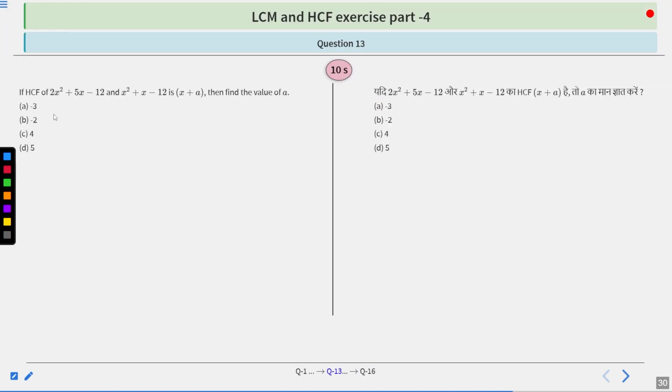If the HCF of 2x² + 5x − 12 and x² + x − 12 is x + a, then we have to find the value of a. Options are −3, −2, 4, and 5. I'm giving you 10 seconds to find the correct answer. After that, I will do the solution.